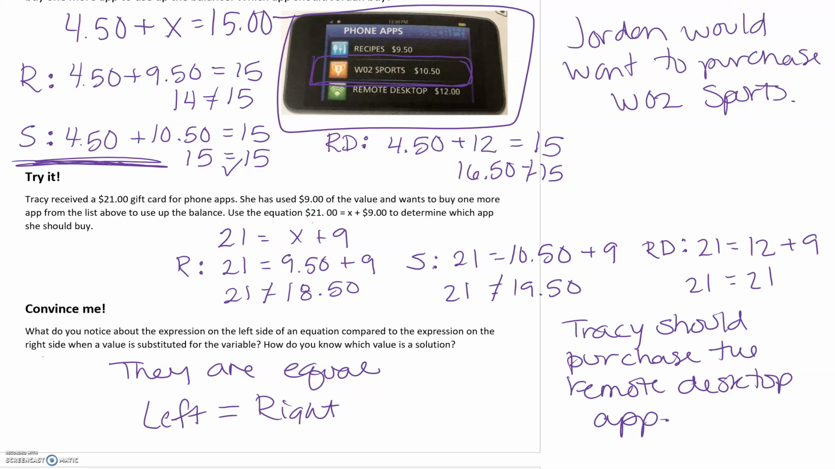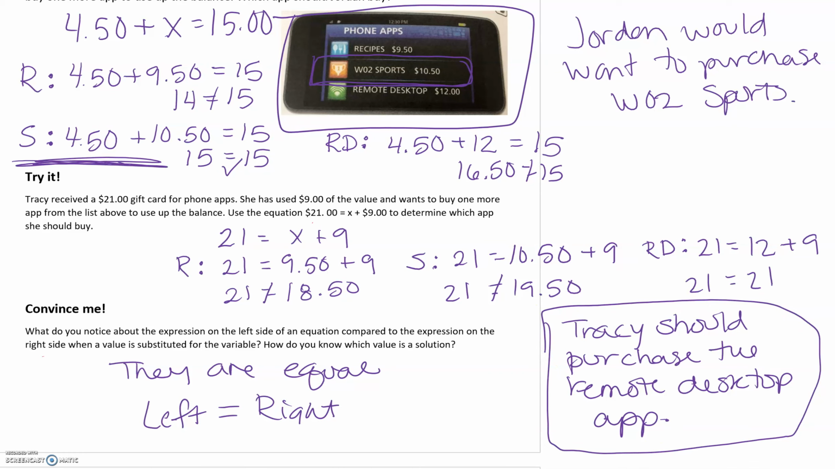I had $21 is not equal to $18.50. For my sports app, I had $20 is not equal to $19.50. And then my remote desktop is 21 is equal to 21. So that's why Tracy would want to purchase the remote desktop app.